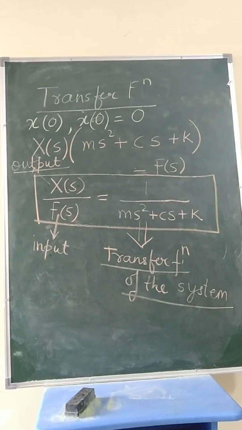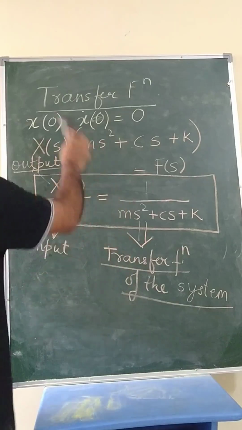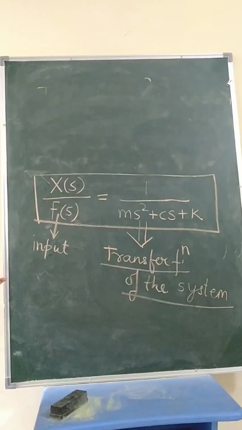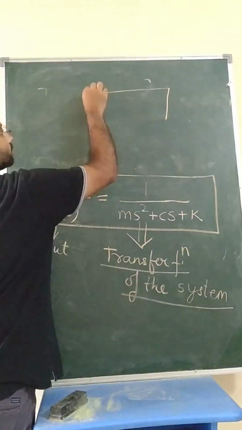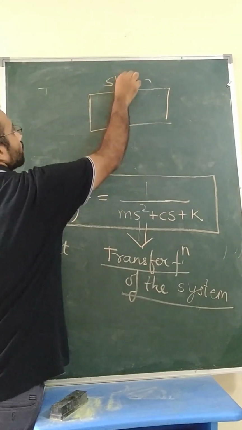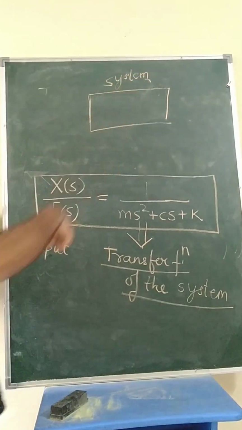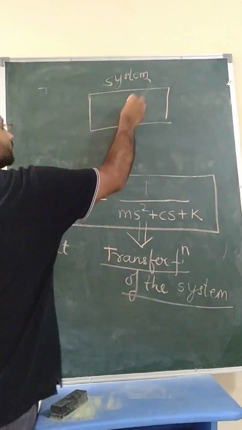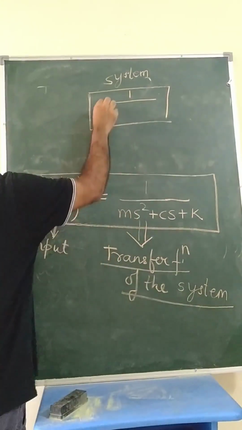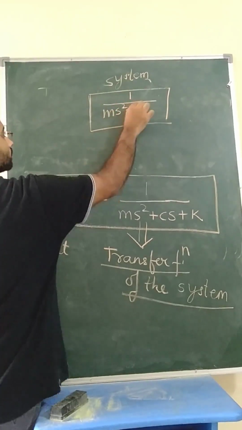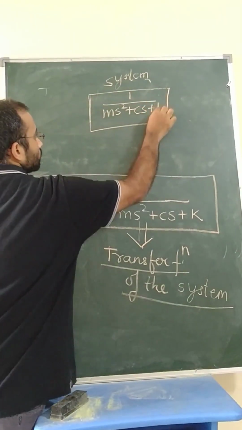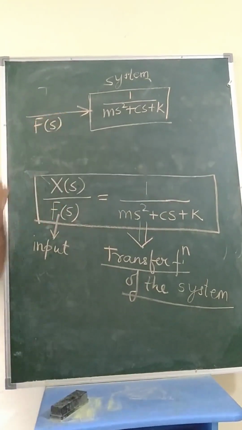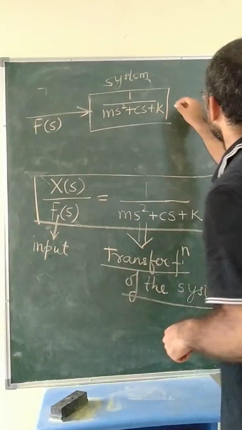And in block diagrams where we showed that this is the system block, I said this is the system block, or you can call it the plant block, or the process block. We can now actually replace this by writing this, and the input to this is F(s), and the output of this is X(s).